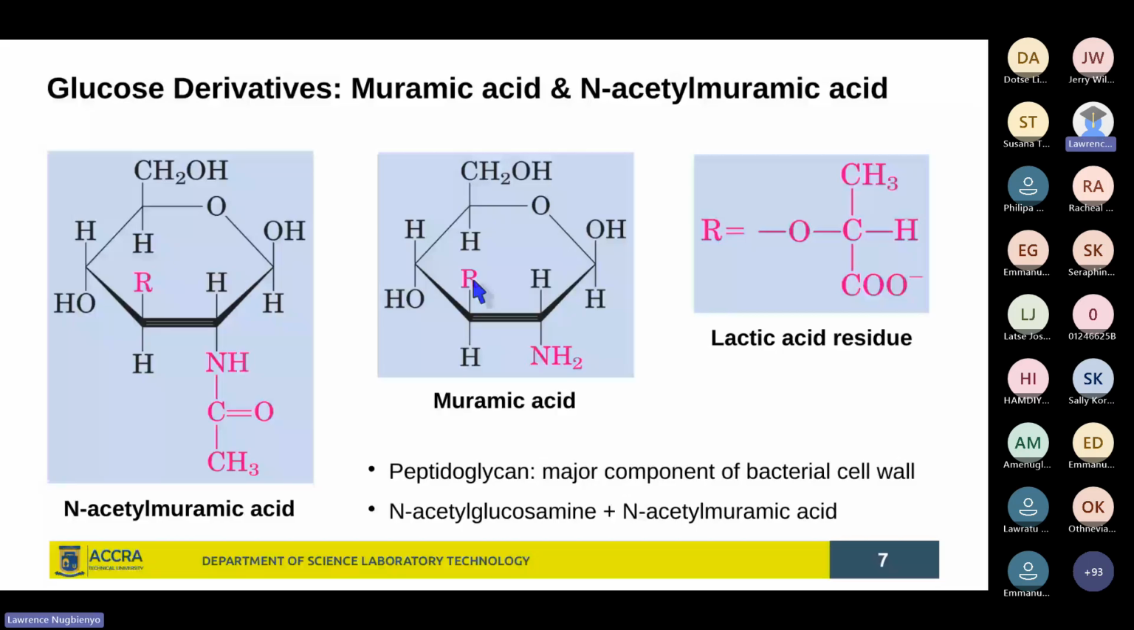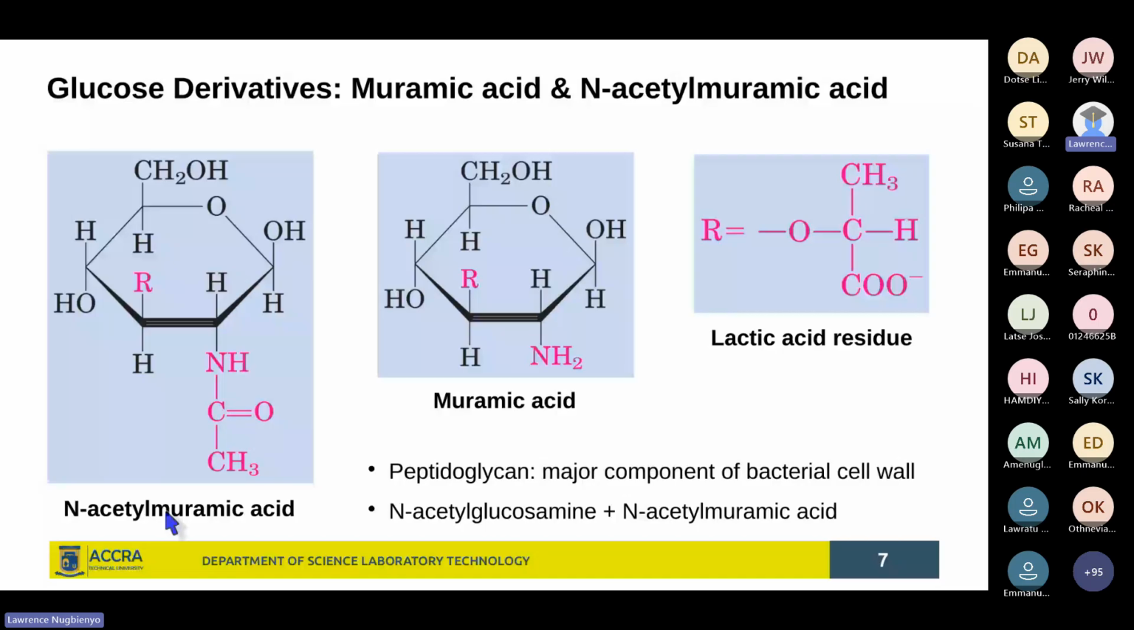So we see muramic acid, but naturally it occurs in its N-acetylated form as N-acetylmuramic acid. What you see at the left of your screen is that on the amine group of muramic acid you have a residue of acetic acid. So you have an N-acetylated form of muramic acid.